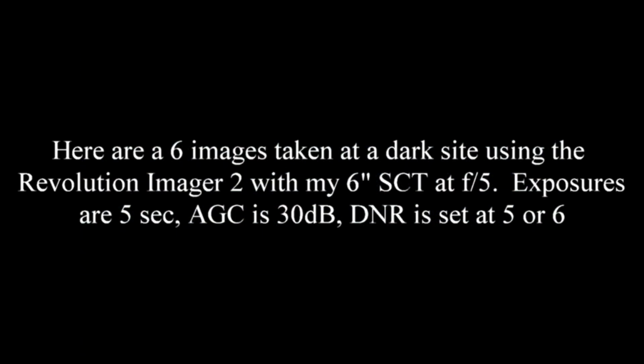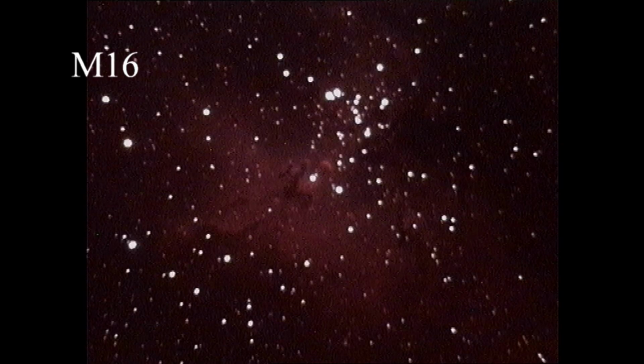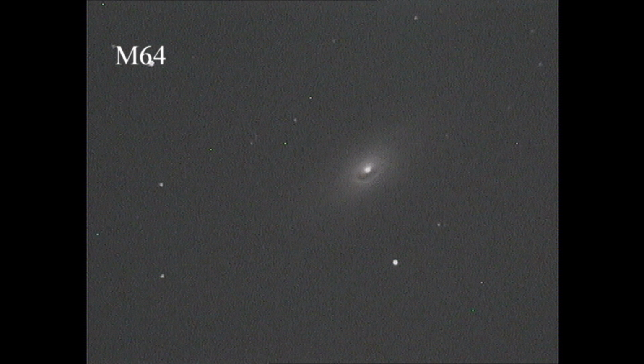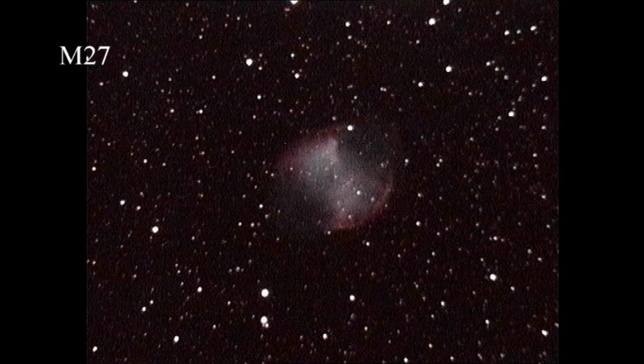I've also added examples of 6 different deep sky objects I was able to view with the Revolution Imager 2 on the 6-inch SCT at a dark site. And you can see from these images that you can see a whole lot more with this camera, even with the 6-inch SCT out at a dark site. So I hope that gives you an idea of what you can see in a dark place.